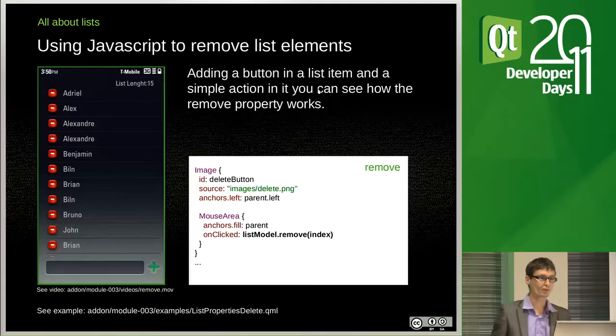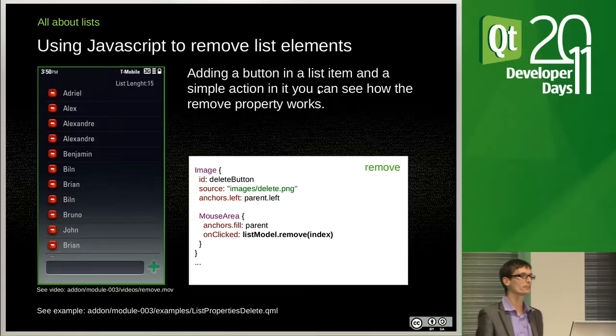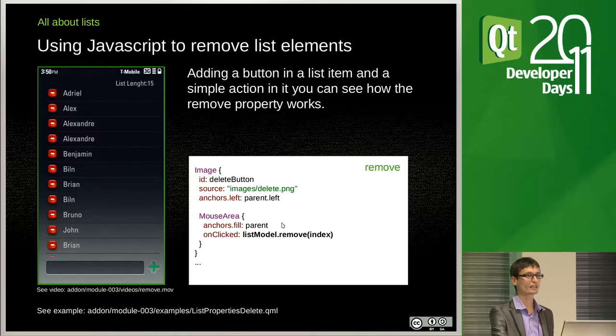You can also remove an item from the list. And it's working exactly the same way using remove. And here we introduce something named index. The index is the current position of your delegate.